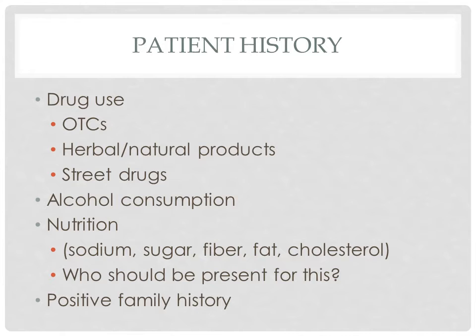Then you want to know if they have any kind of positive family history. A first degree relative, which is a parent, sibling, or child, is a major risk factor for them. It's actually more important than hypertension, obesity, diabetes, or sudden cardiac death. So it's really important to get that family history.